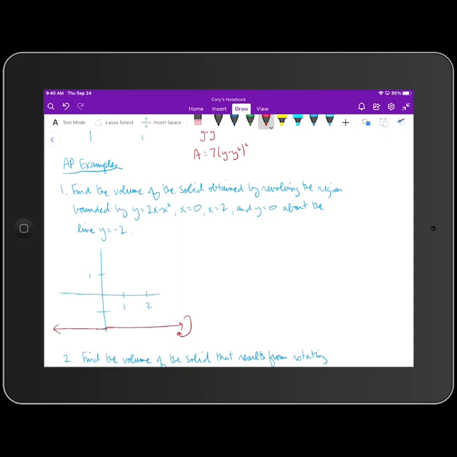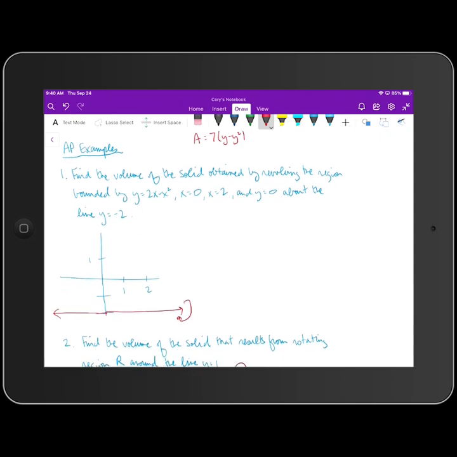Okay, so we want to have an image that we can refer to. So the function 2x minus x squared is going to be a parabola opening down. That's going to have x-intercepts at 0 and 2. And then the vertex is going to be at the point (1, 1). Okay, so graphically, the function looks like so.